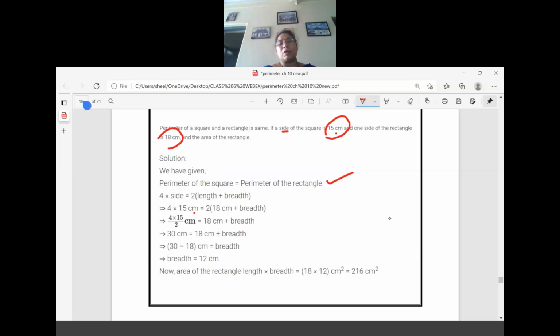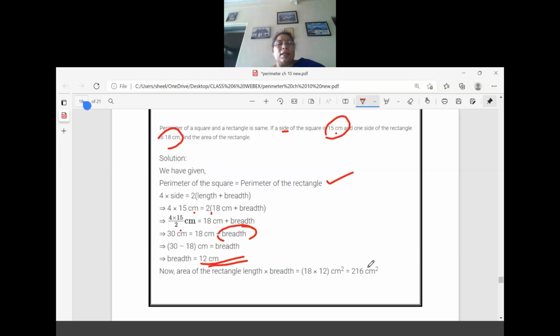4 into 15 equal to 2 into (18 plus breadth). We have taken the length as 18 and the breadth we have not substituted, because it is unknown to us. Now this 2 we are bringing to this side. So 4 into 15 by 2 is equal to 18 centimeter plus breadth. From that we can calculate the breadth. So what is the breadth? It is equal to 12 centimeter only.